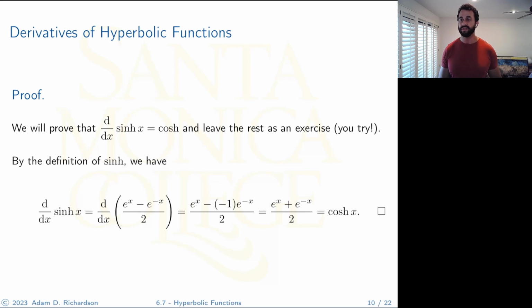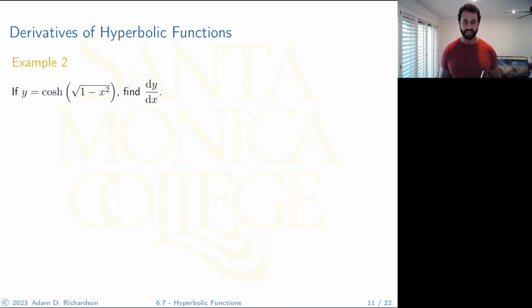Again, I leave the others for you as an exercise. You might as well just try it now. Try to show that the derivative of cosh is equal to sinh. It'll probably take you maybe a minute or two, but you'll see that it also comes out that way. All right, let's do this example.